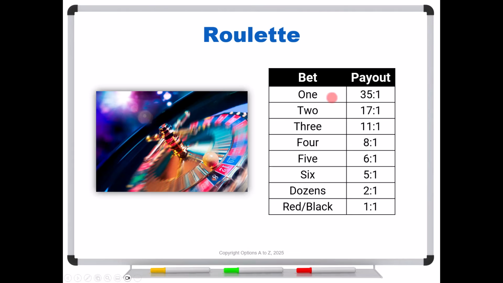Or, I think the number is going to land on number 12. Or, I think it's going to land on red or black. This is what I think, so let me place a trade. Not a good idea. Because if you have a negative edge, or an edge acting against you, you don't want any part of it, no matter how good the rewards might look.